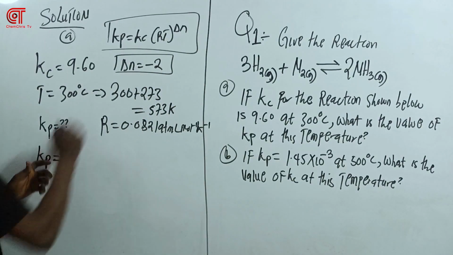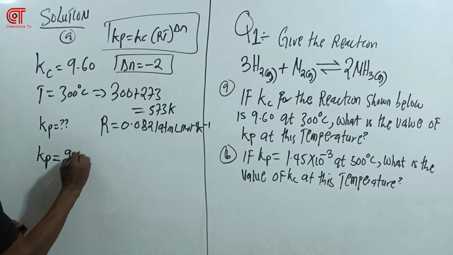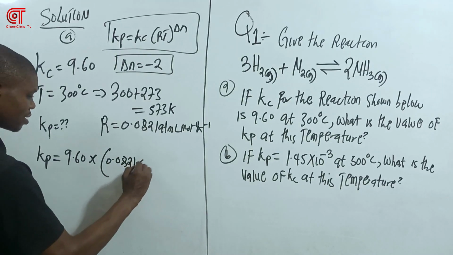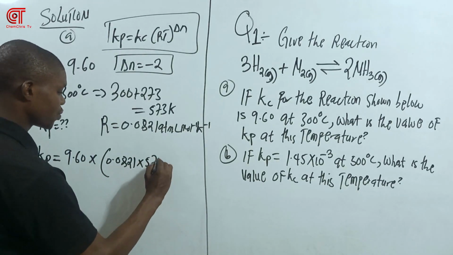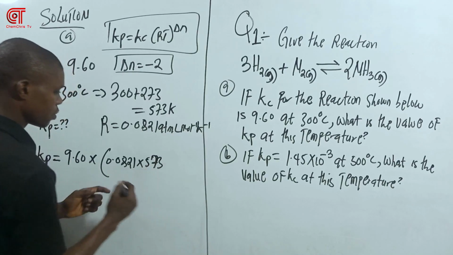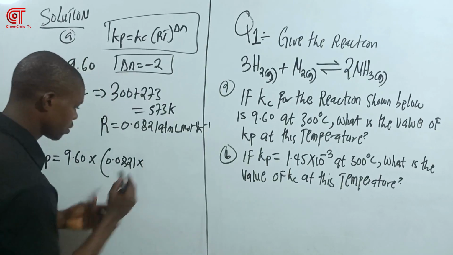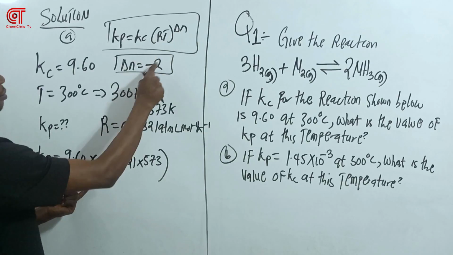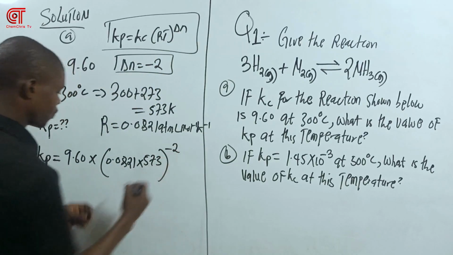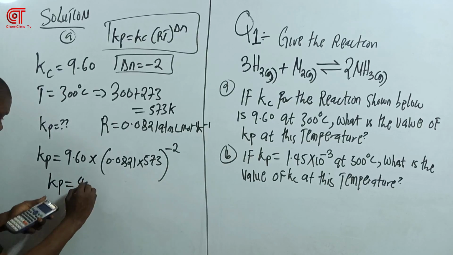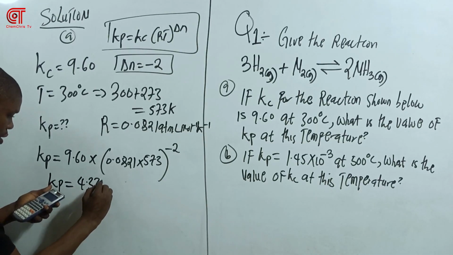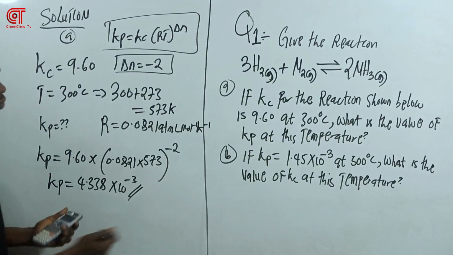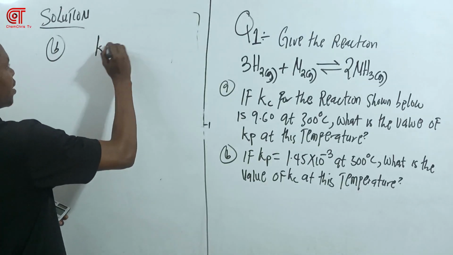Now Kp equals what? My Kc is 9.60 times 0.0821 times my temperature, 573, raised to the power minus 2, since change in n is equal to minus 2. Kp is equal to 4.338 times 10 to the power minus 3. That is the answer for part A.